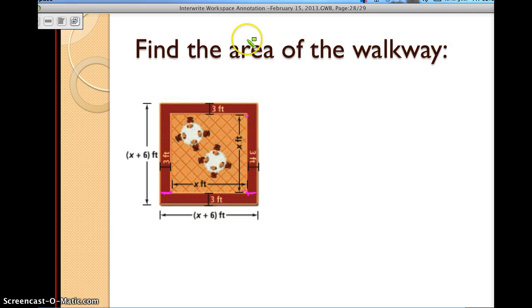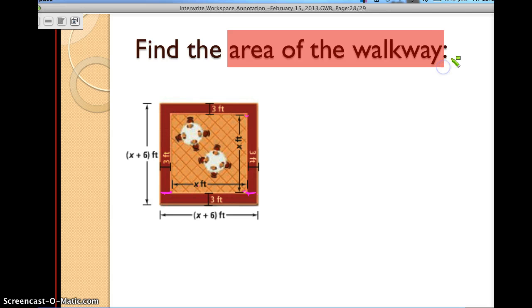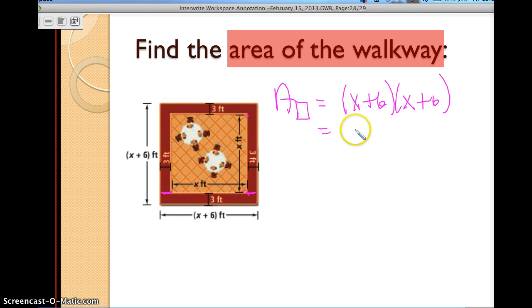They want me to find the area of the walkway. So really what you're going to do is find the area of the whole bigger square. Put a little diagram, and the squares are side by side. So it's x plus 6 times x plus 6. Let's go ahead and FOIL that out first. Outers, inners, and last. If you combine your like terms, you get x squared plus 12x plus 36.